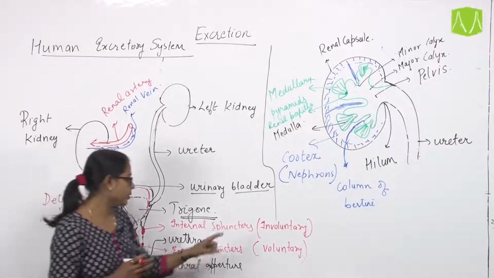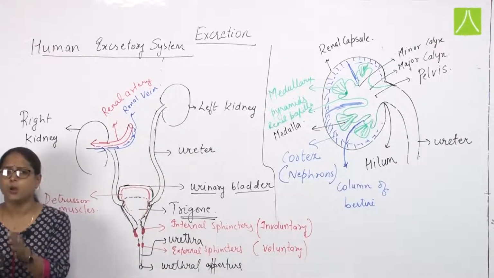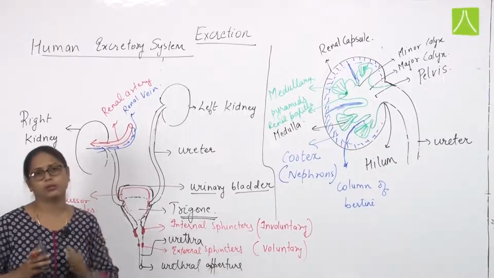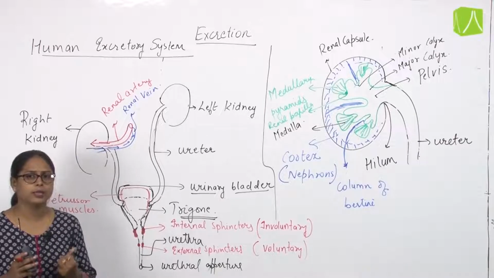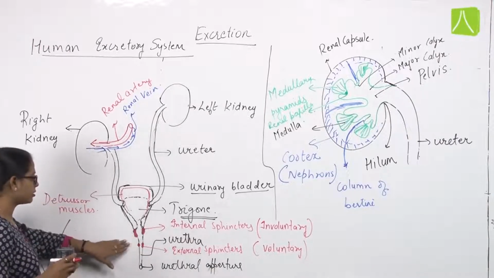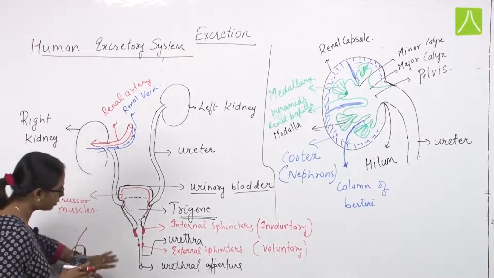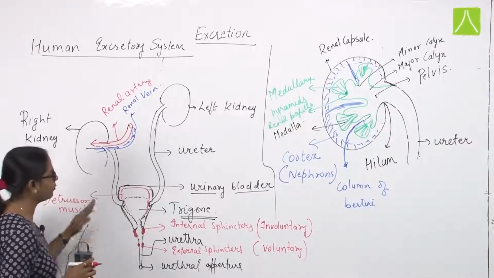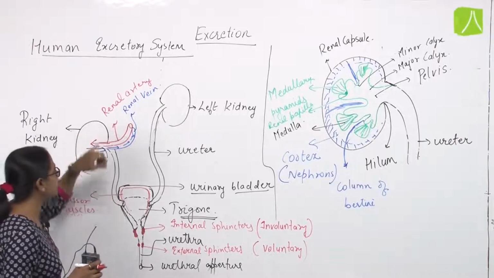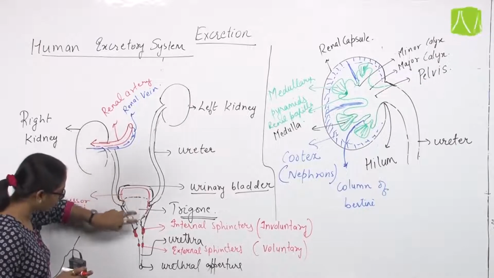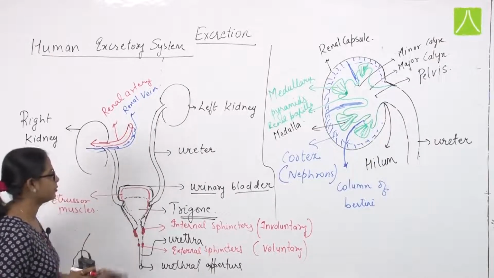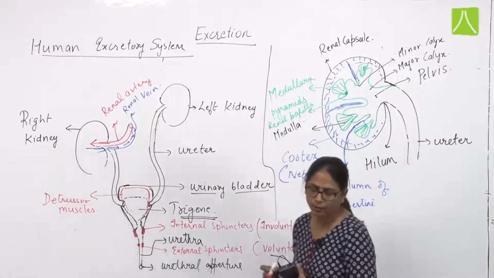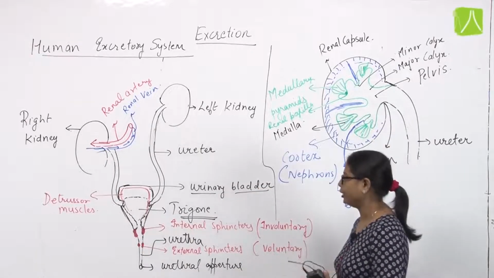But again, this voluntary action is present only up to a limited extent. Then it is very important and necessary to release the urine, so at that time the external sphincter has to open up, and then we follow the urination process. So these sphincters help in the control of urine, through the urethral opening, the aperture through which the urine is released. So this is all about the urinary bladder, in which the urine gets collected. Whatever urine is forming in the kidney comes to the ureter, then to the urinary bladder, and then to the urethra. This urethra helps in the release of urine through the urethral aperture. So this is the human excretory system, which consists of one pair of kidneys, ureters, urinary bladder and urethra.